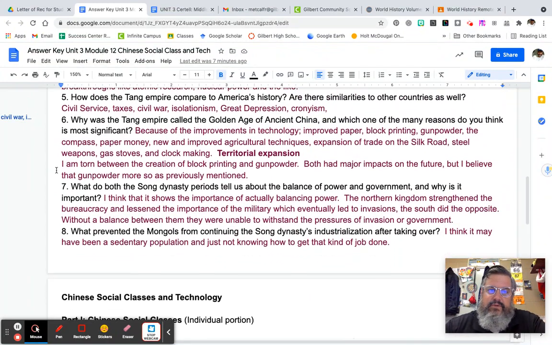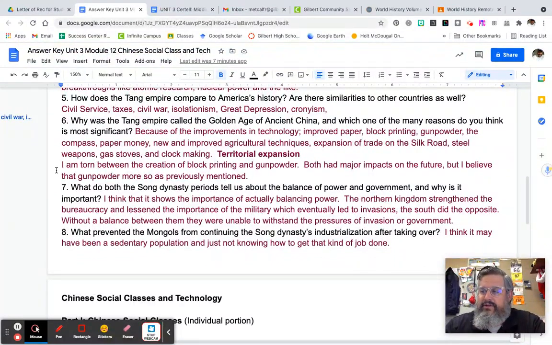Okay. All right, so let's check this one out. This one was a little more difficult. A lot of people struggled with this because you had to look outside the box a little bit. How does the Tang Empire compare to America's history? Are there similarities to other countries as well? So I think we could look at the civil service, right? In the 1880s, in the United States, the Civil Service Act was created so that there was no longer cronyism or the good old boy system. You had to be qualified in order to serve in the government, right? Well, China had that way back. They had a similar thing. You had to take tests, you had to study, you had to understand your job and know how to do your job in the government.